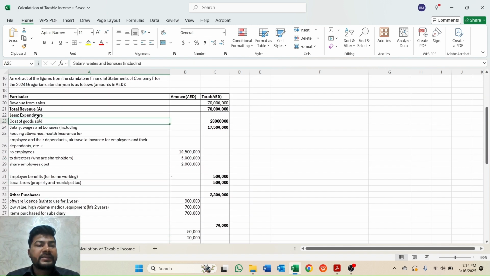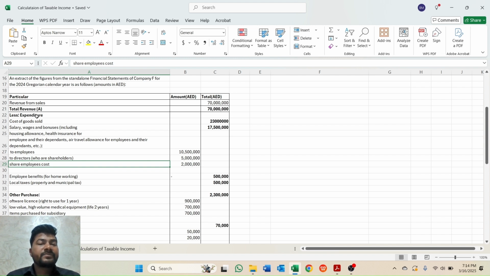You can see here revenue from sales is 70 million, and expenditures are cost of goods sold, salary, wages and bonus to employees, directors and shared costs. Here, shared employee cost means the salary of Miss K, which is 2 million. This should be apportioned between Company Q and Company F. Since we are calculating taxable income for Company F, we will record the salary expense of Miss K accordingly.